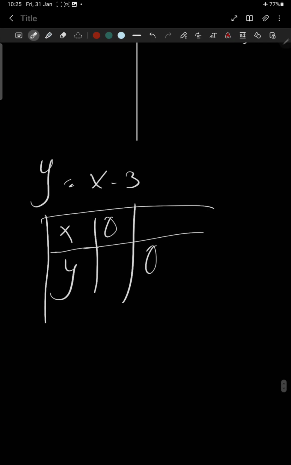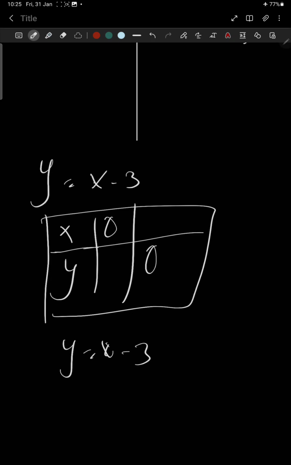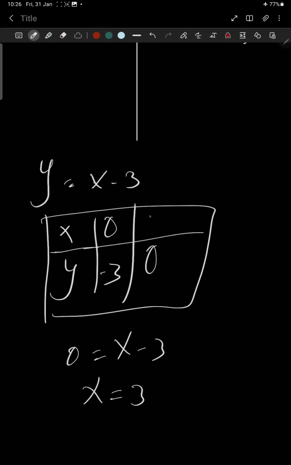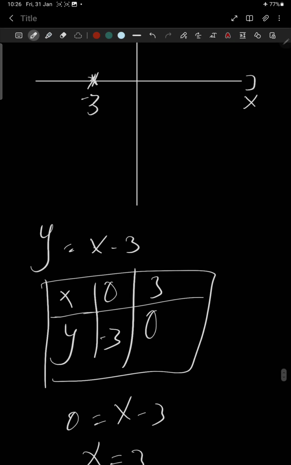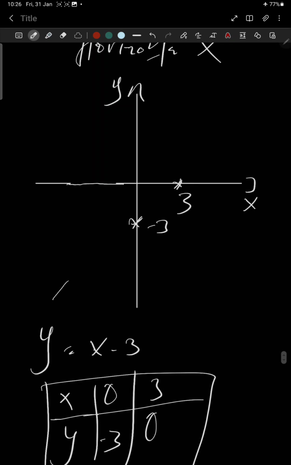When x is 0, let's replace x with 0 to find y. The answer will be negative 3. And when y is 0, let's find x. Our x will be 3. So sketch (0, negative 3), it's this point, and (3, 0) is this point. Then just join them. This is your graph.